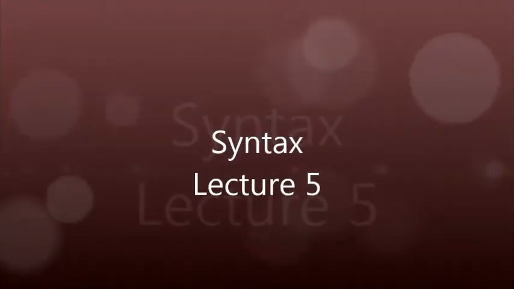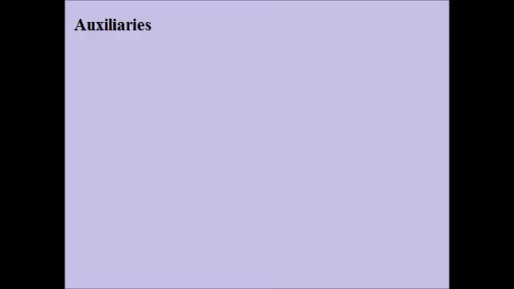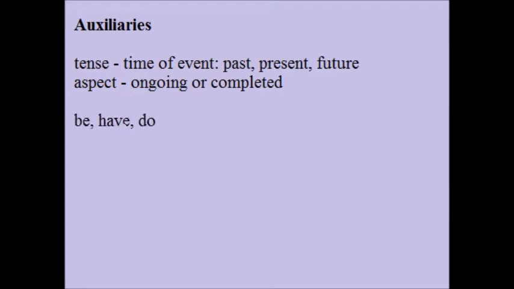In this lesson, we will discuss auxiliaries and embedded clauses. Auxiliaries indicate the tense and aspect of the verb. Tense refers to the time of the event, and aspect refers to whether the event is ongoing or completed. In English, be, have, and do are used as auxiliaries, as shown in the following examples.